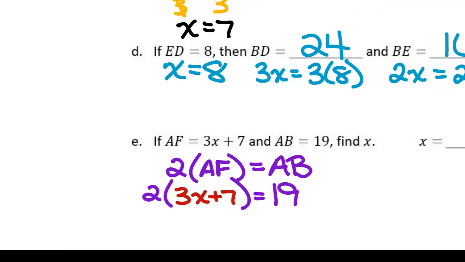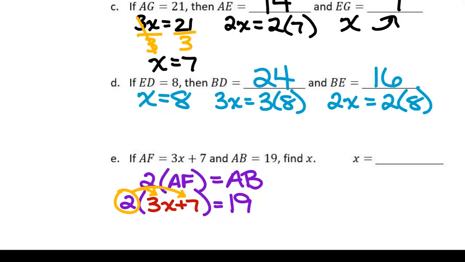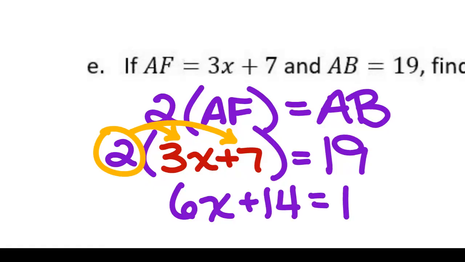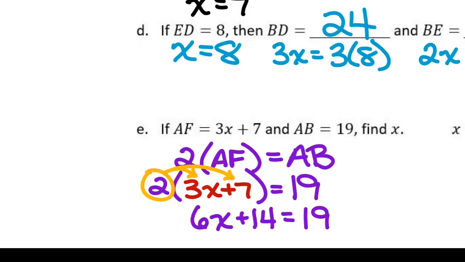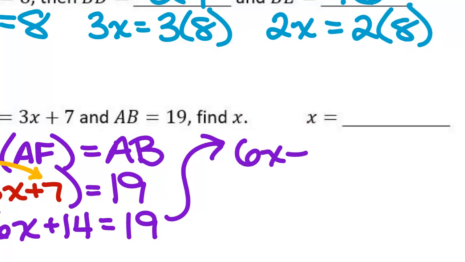We're going to take the 2 that's out in front of these parentheses and we're going to distribute that. Please make sure when you distribute, you're taking it to both pieces. I have a lot of people that are writing it down correctly, and we're forgetting to multiply the second piece. So 2 times 3x gives me 6x, but then we still have to do 2 times 7, which is 14. So 6x plus 14 equals 19.